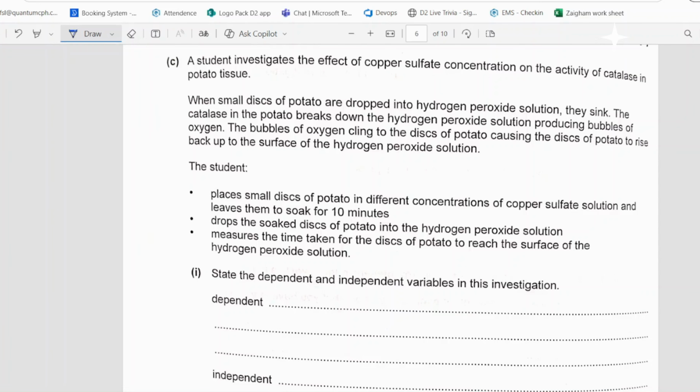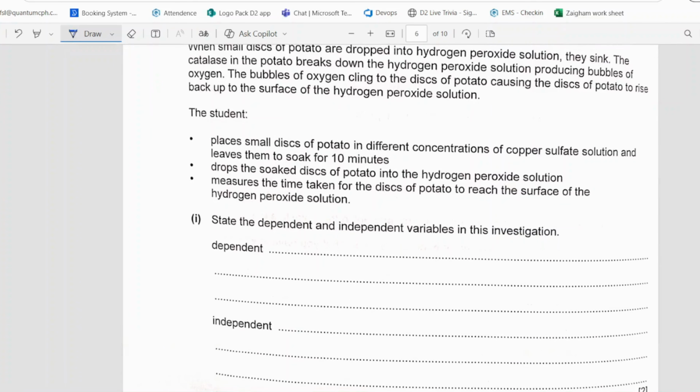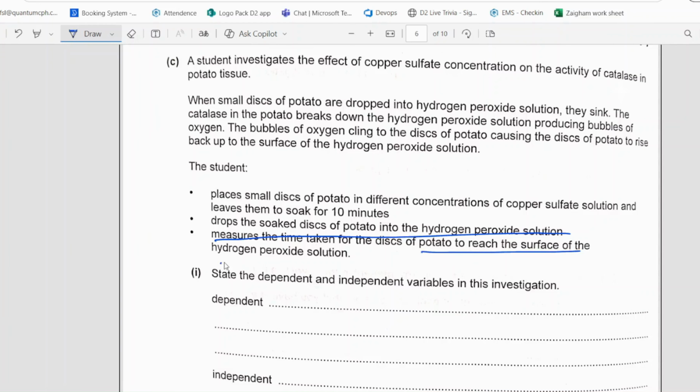So what is the independent variable and what is the dependent variable, since they have asked you? Here's the whole experiment. Since I have given you the full statement, they cut the potato disc, and after cutting the potato disc, it was given some time so that it can come to the top. So what is your dependent variable and what is your independent variable?